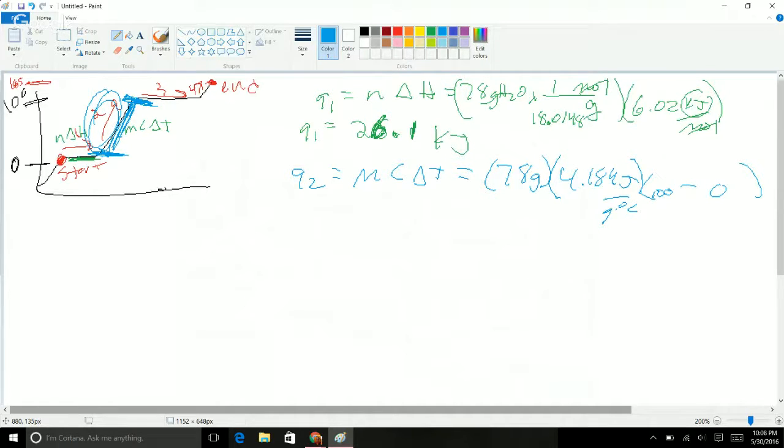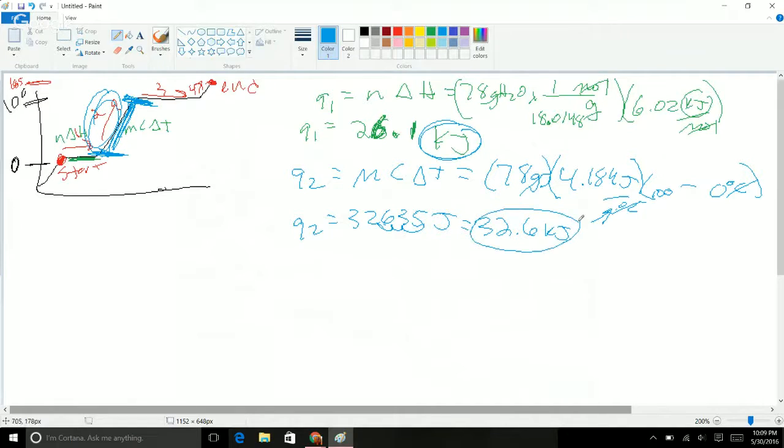78 times 4.184 times 100. Looking at my units, grams on top, grams on bottom, Celsius on bottom, Celsius on top, so I'm left with joules. Q2 equals 32635 joules. Now, joules isn't going to work in the end. I have to have everything in kilojoules, or you could have everything in joules, but I think kilojoules is easier. So I'm going to move it over 1, 2, 3, and I get 32.6 kilojoules.